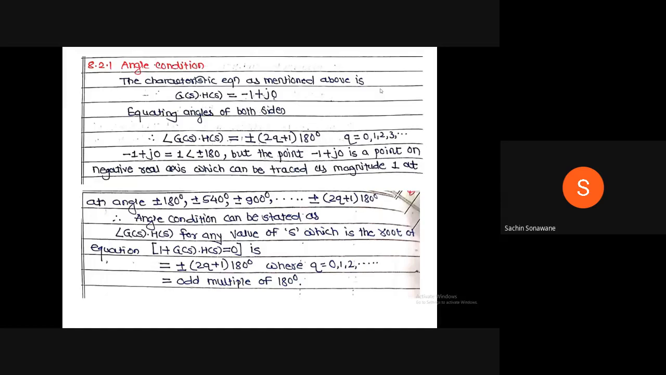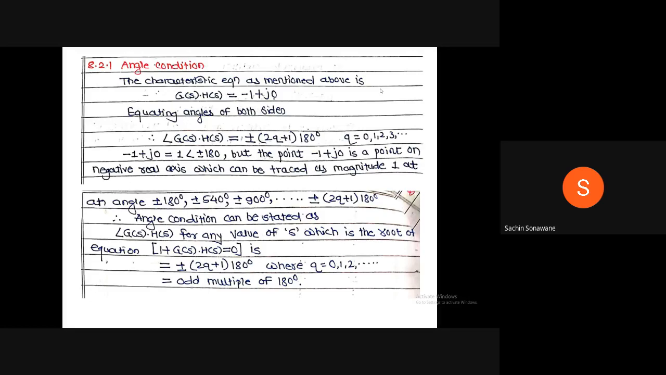angle of ±180, but the point -1 + j0 is a point on the negative real axis which can be traced as magnitude 1 at an angle ±180 degrees, ±540 degrees, ±900 degrees, ... ±(2q+1)×180 degrees. Therefore, angle condition can be stated as angle of G(s)H(s) for any value of s which is the root of the equation.